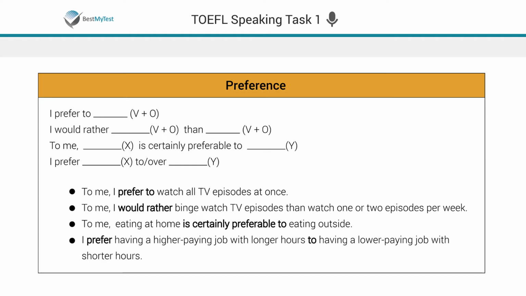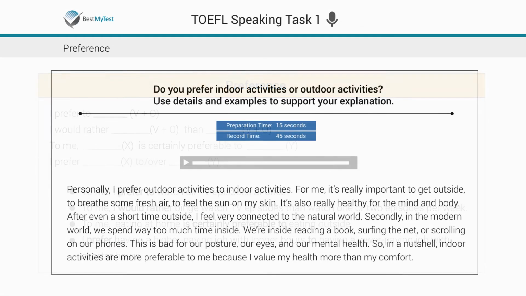The next one, last one. I prefer having a higher paying job with longer hours to having a lower paying job with shorter hours. Okay, so again, same idea there. The verb have is acting as a gerund, is acting as a noun there. All right, so let's look at a sample answer to the following example question. Do you prefer indoor activities or outdoor activities? Use details and examples to support your explanation.